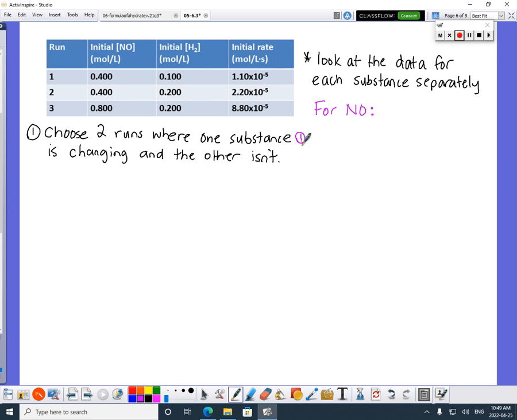The next example, we're going to do like 1 and 3. It doesn't necessarily matter the order of the runs. It's just random. They randomly did the reaction 3 times. Okay? So if we want to do 2 and 3, I like that. It changed. But then you have to check over here and make sure that this one is not changing, which it's not. Okay?